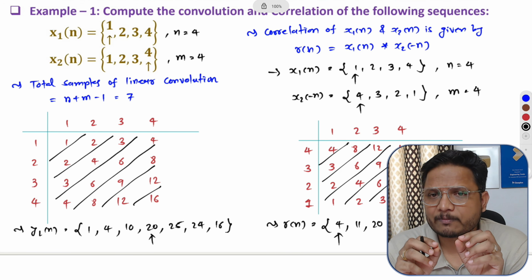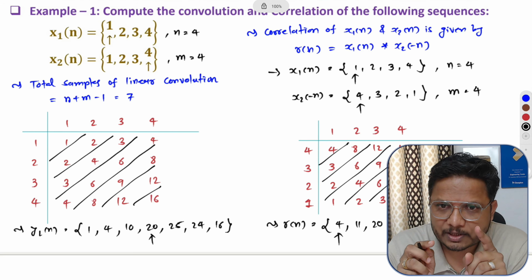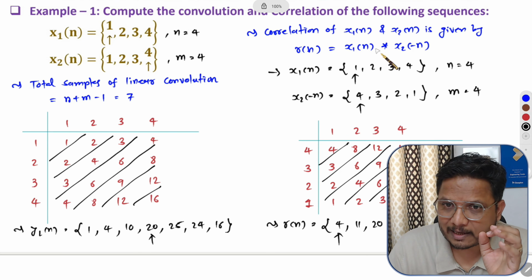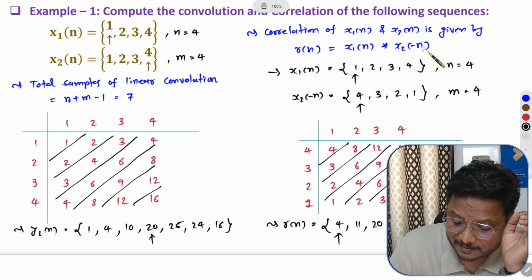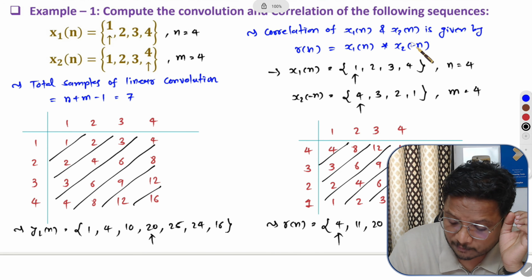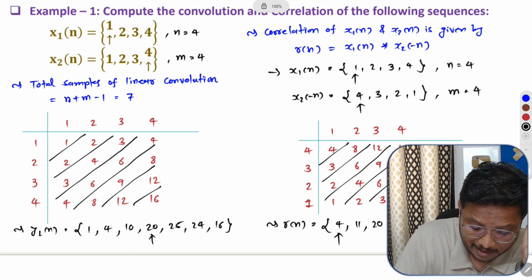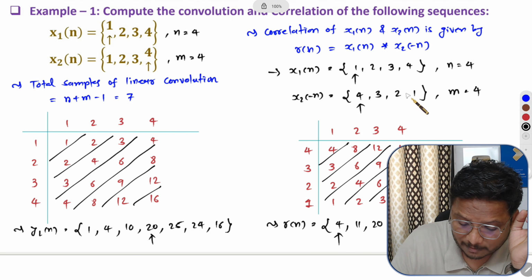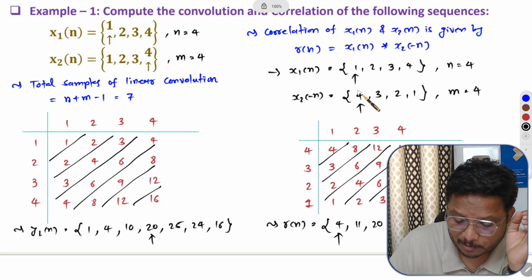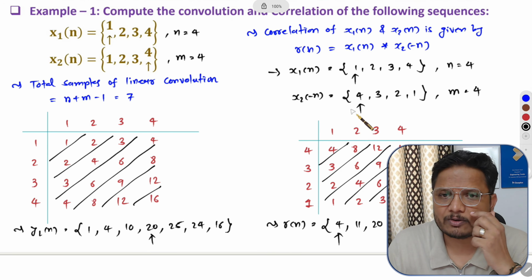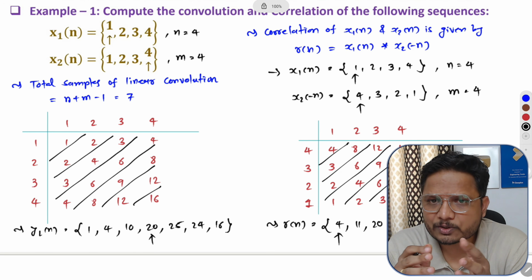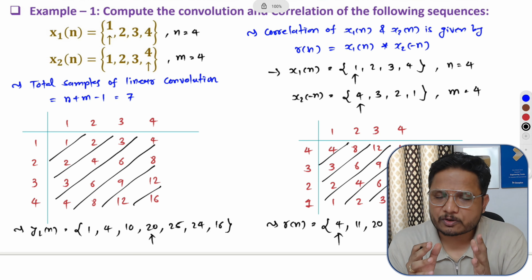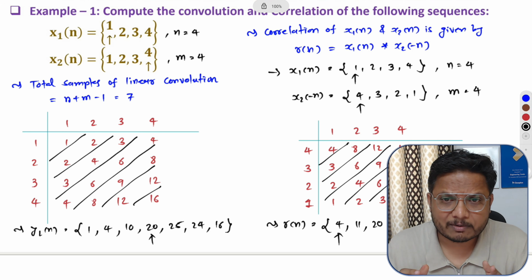Always remember one thing, as and when you want to calculate correlation, at that time you need to perform convolution only. Only thing is you will have to fold the second sequence. After folding the second sequence, like you see x2 of n, that is 1, 2, 3, 4. Now after folding it will be 4, 3, 2, 1, and reference is there at the same location, right? So that is how you need to fold and then perform linear convolution. That will be correlation only, right? So this is the standard practice that you should follow to identify linear convolution and correlation.